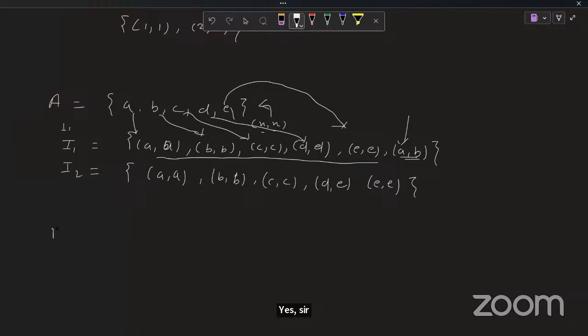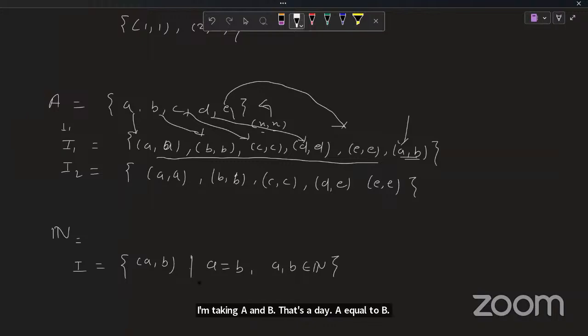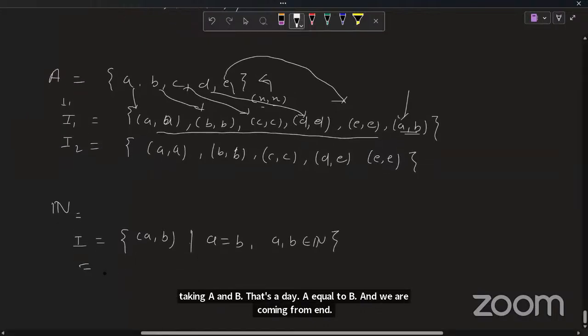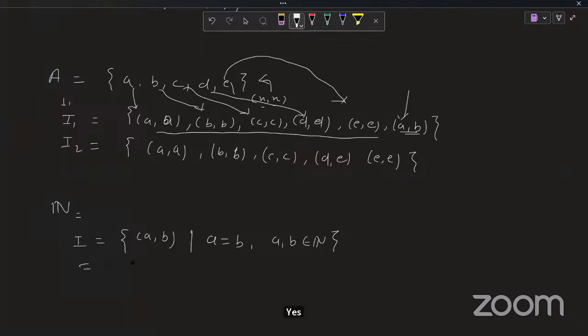Okay, another example I am giving. Suppose you have the natural number set. I is equal to the set of (a,b) such that a equals b, where a and b are coming from N. Is this an identity relation? Yes, because a and b are the same, and I can write it like this because b and a are equal. So this is an identity relation, right?